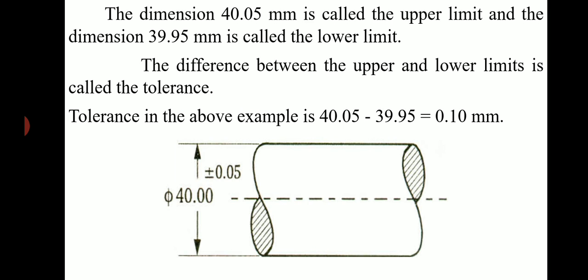The dimension 40.05 mm is called the upper limit, and the dimension 39.95 mm is called the lower limit. The difference between the upper and lower limits is called the tolerance. Tolerance in the above example is 40.05 minus 39.95, which is equal to 0.10 mm.